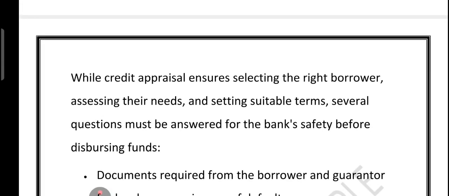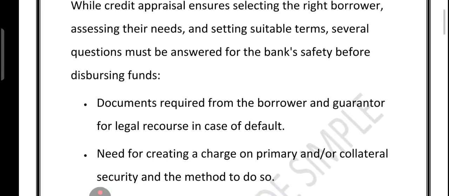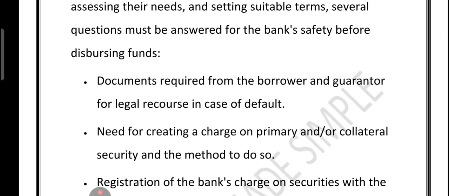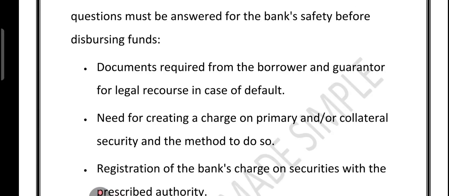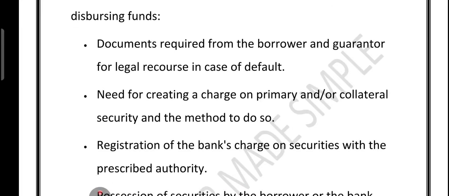First, even if the bank has approved the loan, it still has to make sure that all necessary documents are signed by the borrower and guarantor. This is what they have to make sure, so that if something goes wrong, the bank can take legal action, right? So it has all necessary documents signed by the borrower and the guarantor. This is the first thing.